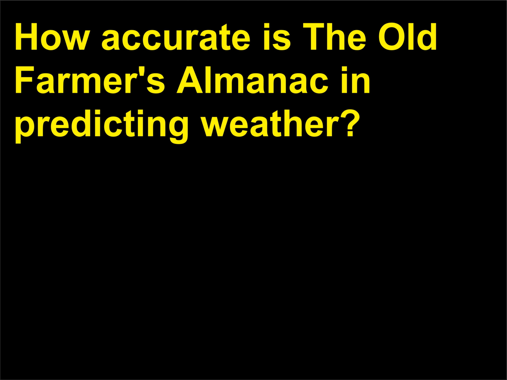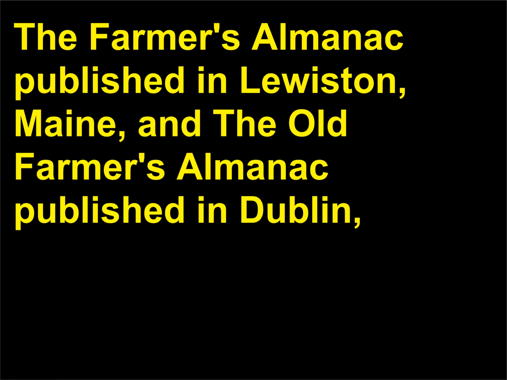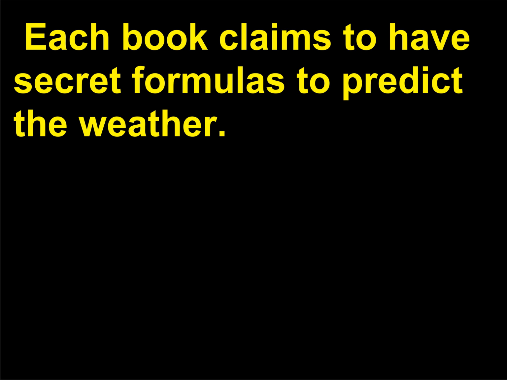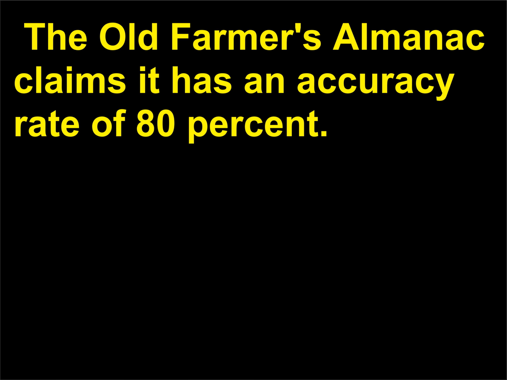How accurate is the Old Farmer's Almanac in predicting weather? The Farmer's Almanac published in Lewiston, Maine, and the Old Farmer's Almanac published in Dublin, New Hampshire, both make predictions about the weather for the coming year when they are published. Each book claims to have secret formulas to predict the weather. The Old Farmer's Almanac claims it has an accuracy rate of 80%.